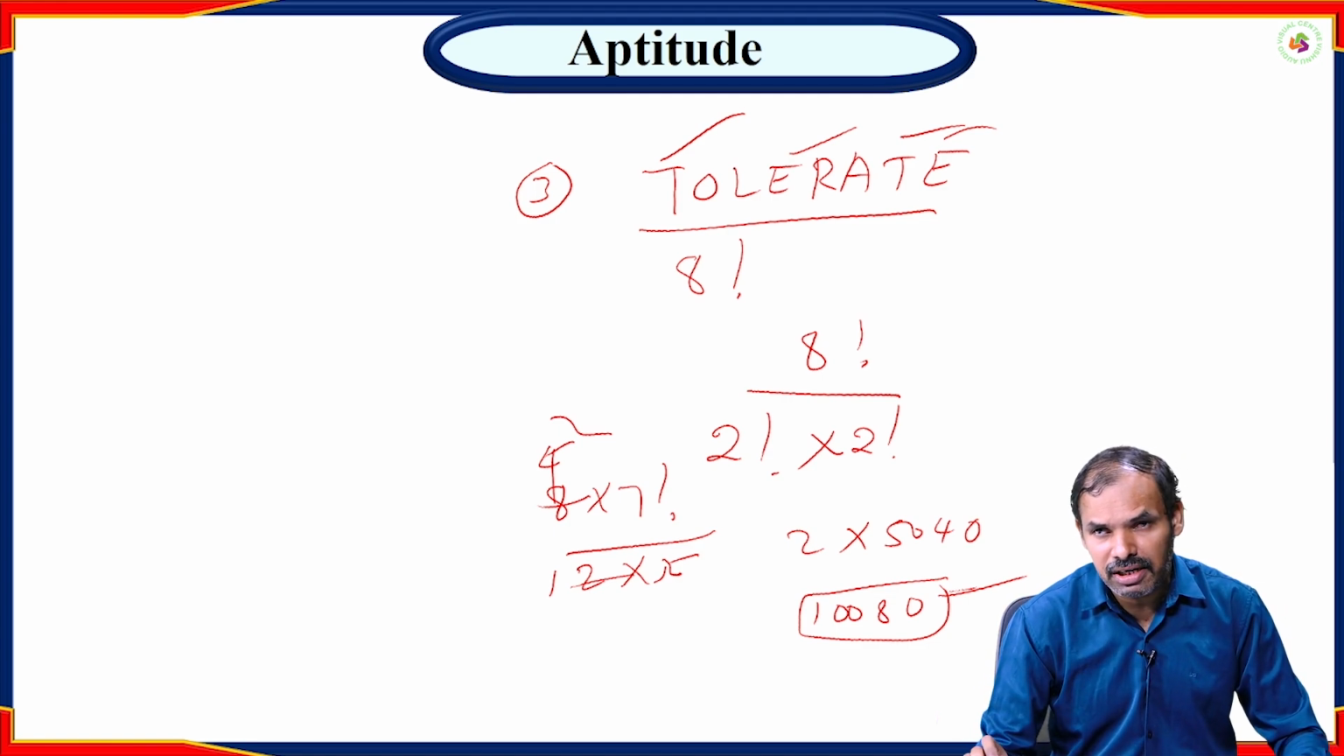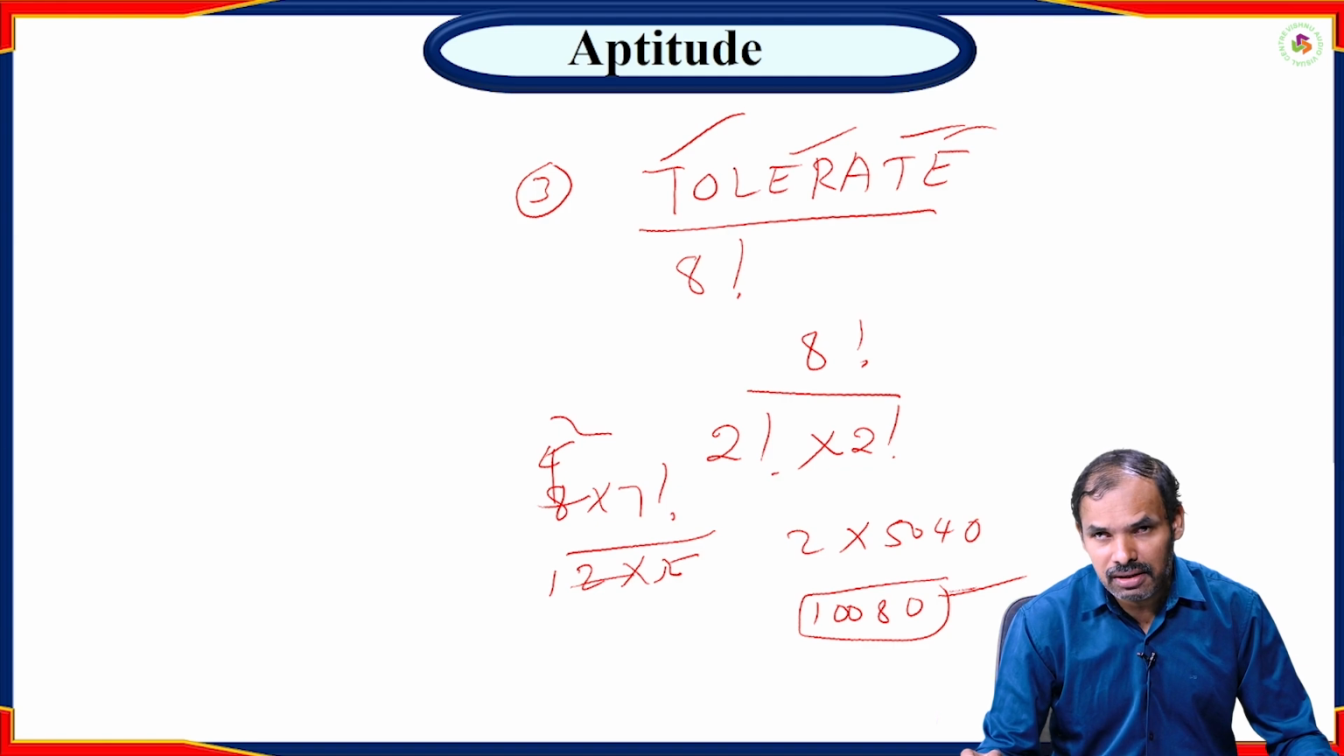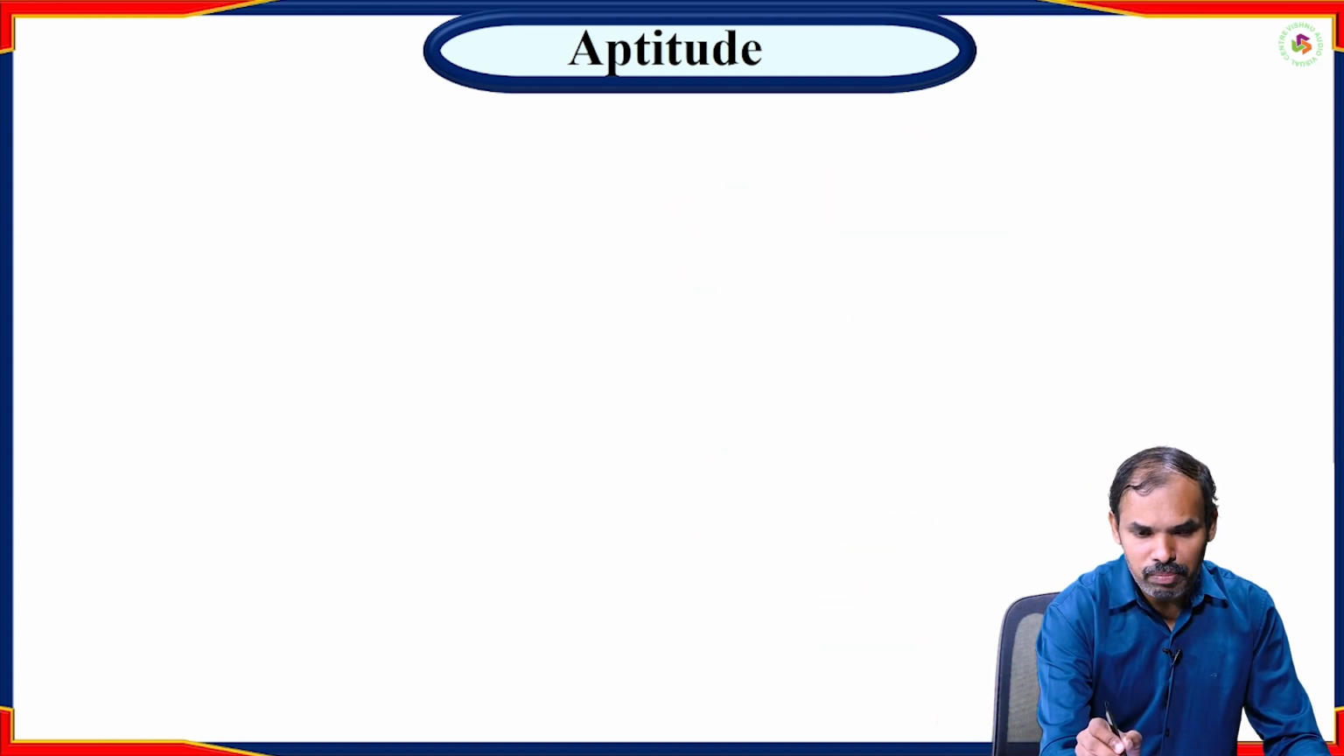Remember, repetition you always write in the denominator. So 8 letters can be arranged in 8 factorial, divided by 2 factorial for the 2 T's and 2 factorial for the 2 E's. The answer is 10,080.